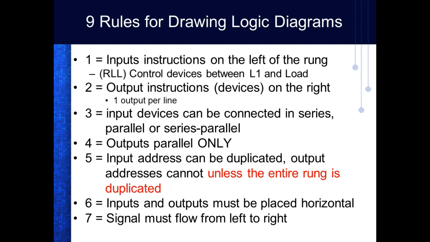Input addresses can be duplicated. Output addresses cannot unless the entire rung is duplicated. I think the PLC says you can't use the same output twice, and that is not true. The problem is with the PLC, you can use the same output device more than once, or the same output instruction more than once. It's basically called bit instructions.